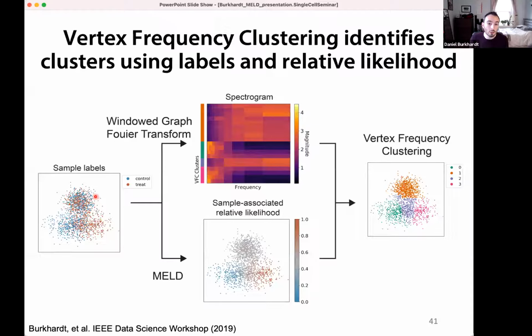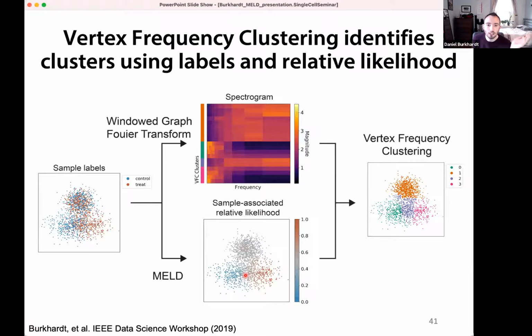One of the things that we introduce in this manuscript is a method called vertex frequency clustering, which uses the sample labels over the data set, and the sample-associated relative likelihood scores that we get from the MELD algorithm, to create a new clustering that allows you to identify cells that are unaffected, in between, or highly enriched or highly depleted. There's a couple of interesting things I want to emphasize here. We expect that the cells that are completely unaffected by the perturbation, or that are halfway in between a population going from enriched to depleted, are both going to have likelihoods of 0.5.